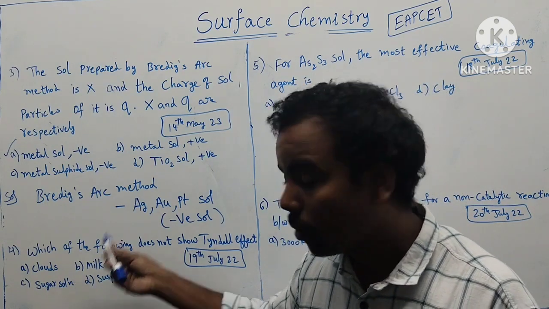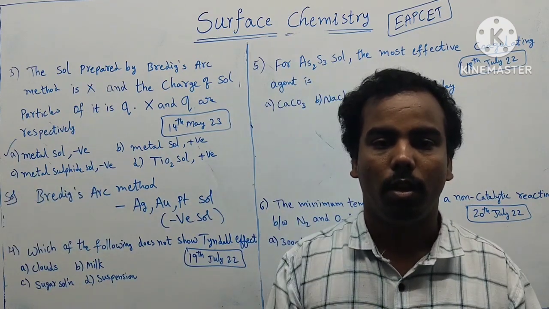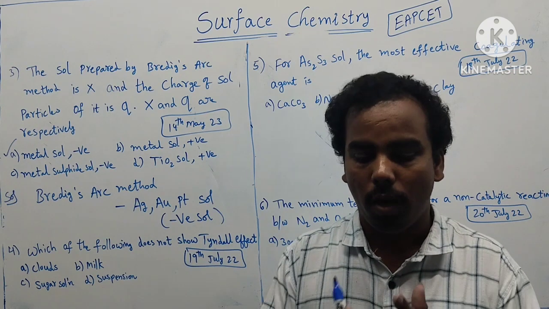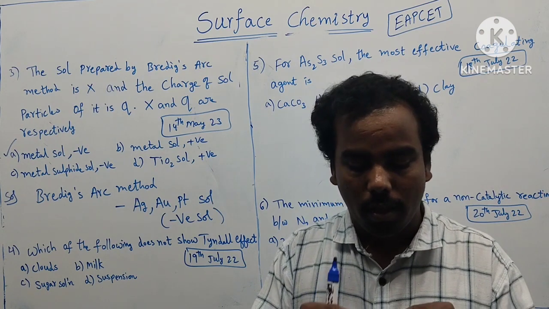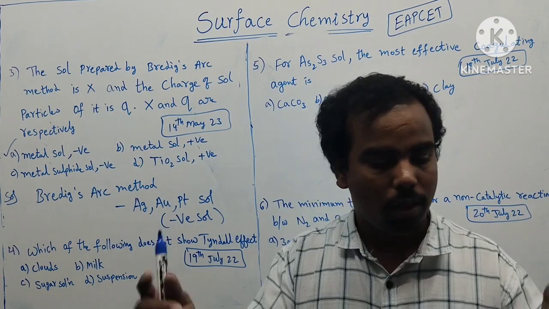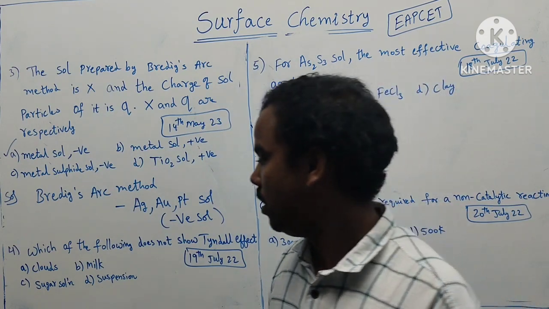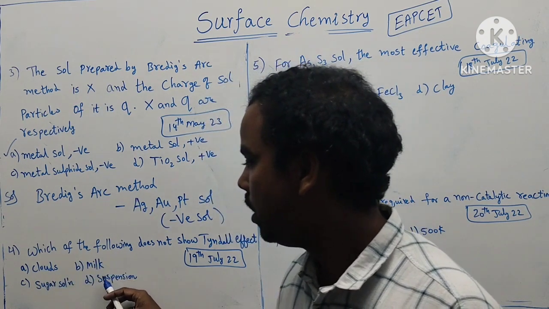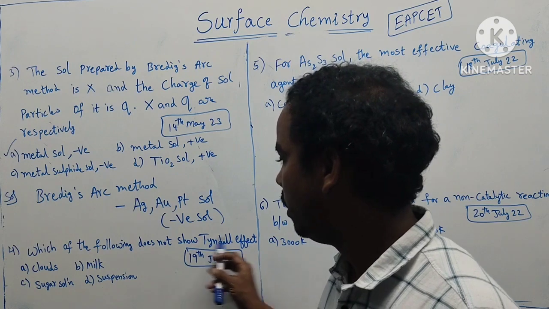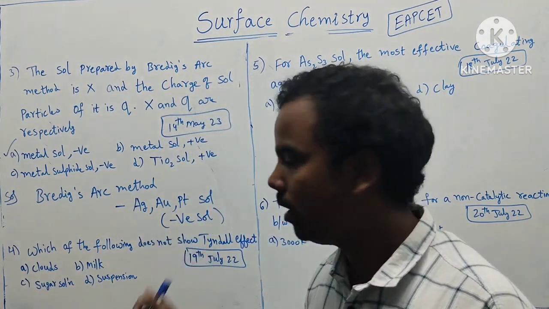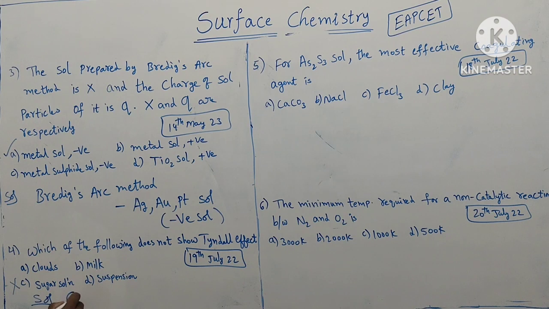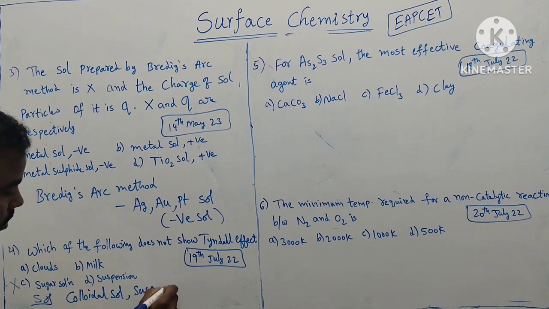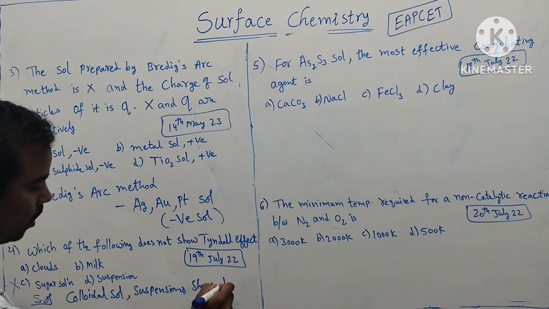But colloidal solutions and suspensions have a very large particle size compared to true solutions. So when light passes through the solution, those particles scatter the light. That is called the Tyndall effect. So in suspensions and colloidal solutions, scattering of light is possible. That means clouds, milk and suspensions show the Tyndall effect. Sugar solution does not show the Tyndall effect.